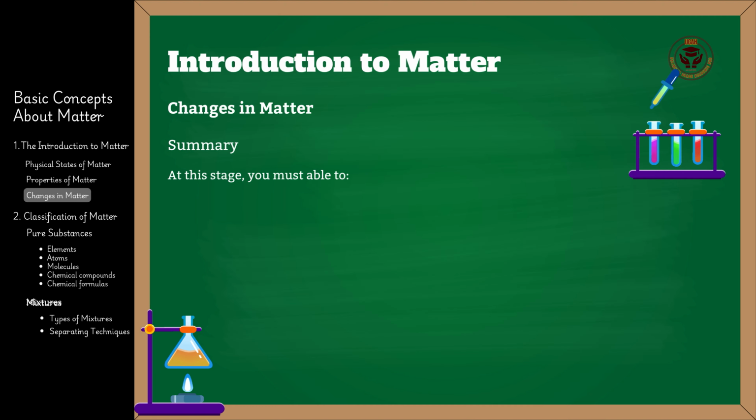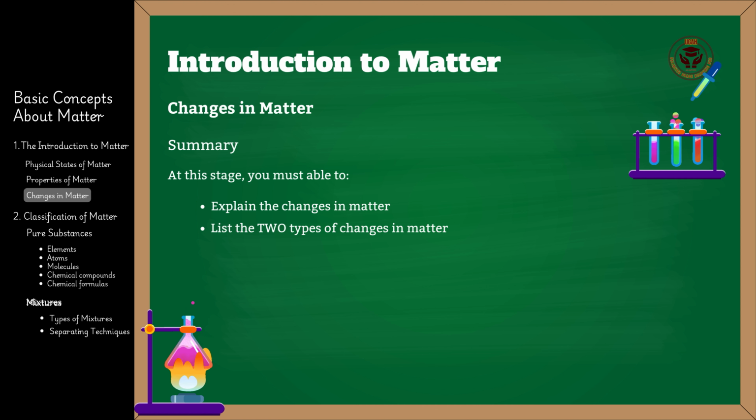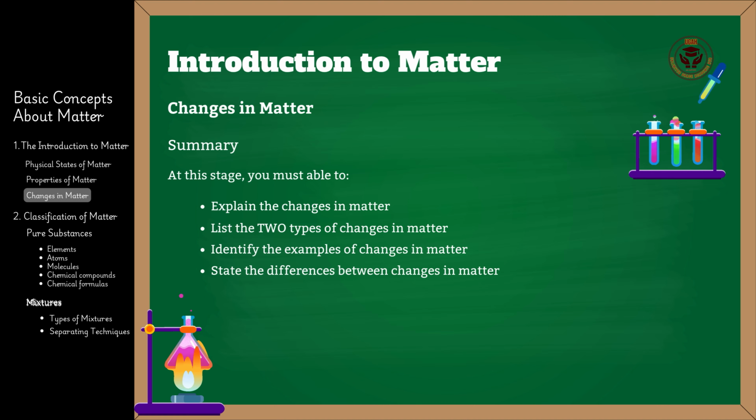At this stage, you must be able to explain changes in matter, and you must be able to list the two types of changes in matter. Also identify the examples of changes in matter, and lastly, you must be able to state the differences between the changes in matter.